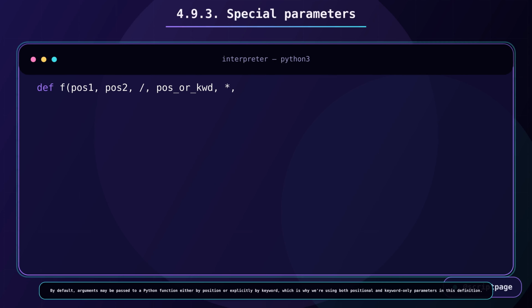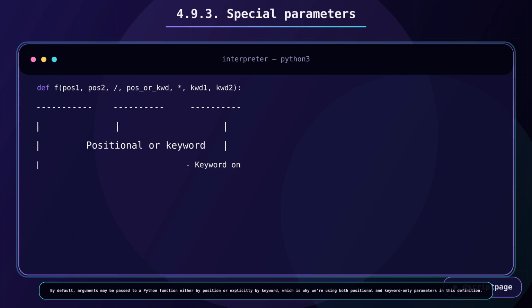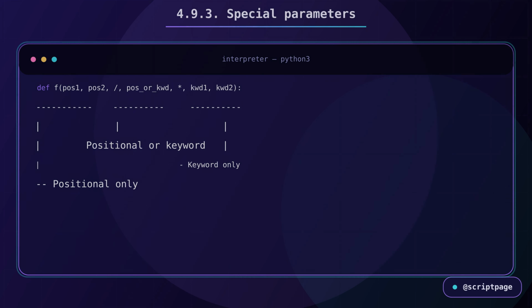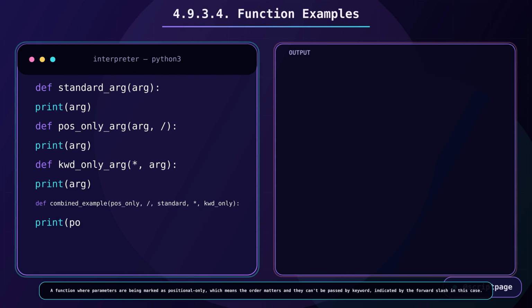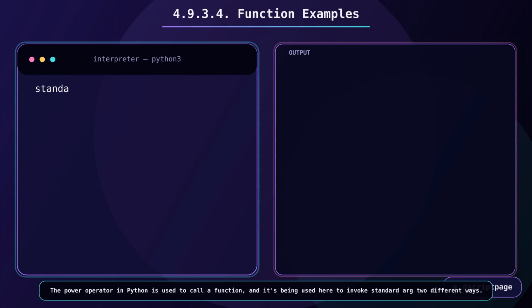By default, arguments may be passed to a Python function either by position or explicitly by keyword, which is why we're using both positional and keyword-only parameters in this definition. A function where parameters are being marked as positional only, which means the order matters and they can't be passed by keyword, indicated by the / in this case. We call standard arg 2 different ways.